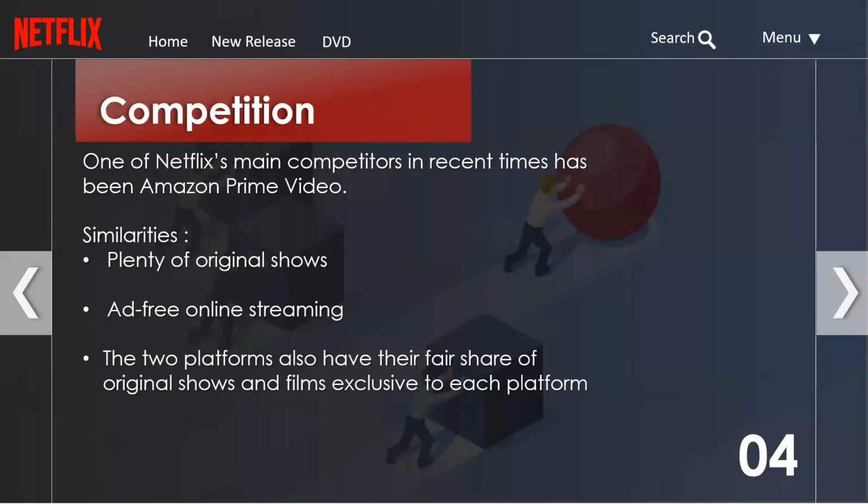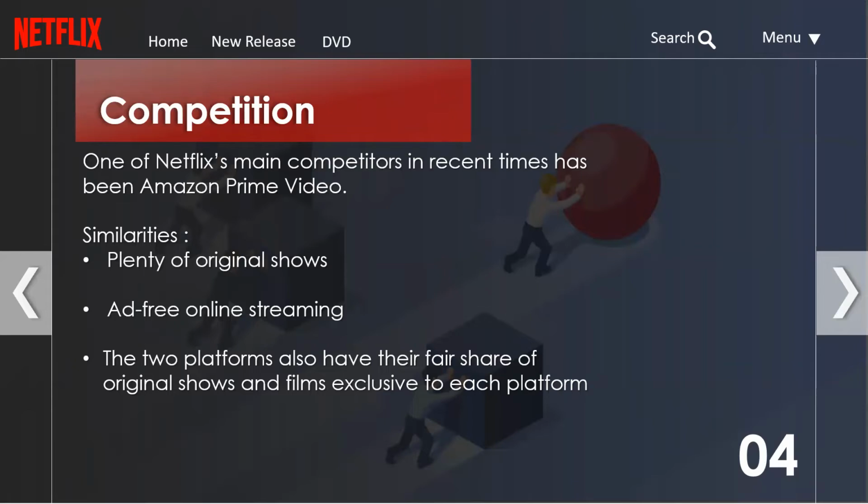Competition. Netflix is by far the most popular streaming platform in the world to date. With this title, there is bound to be some competitors. One of Netflix's main competitors in recent times has been Amazon Prime Video. Both Netflix and Prime Video have certain similarities. Like Netflix, it includes plenty of different series and movies across every imaginable genre, such as its 2 biggest hits, The Boys and Invincible, 2 TV shows that Amazon Prime has.